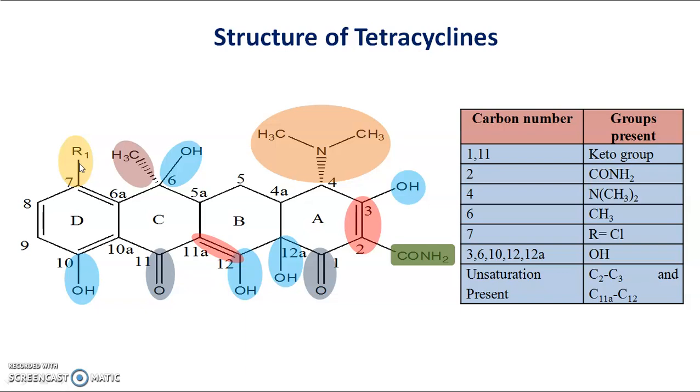This R can be chlorine in the case of chlortetracycline. At 3, 6, 10, 12 and 12A there is an OH group. And there is unsaturation at C2 and C3 and C11A and C12.